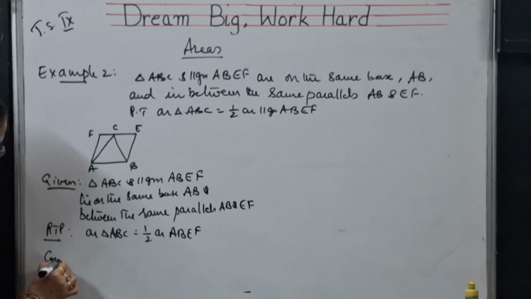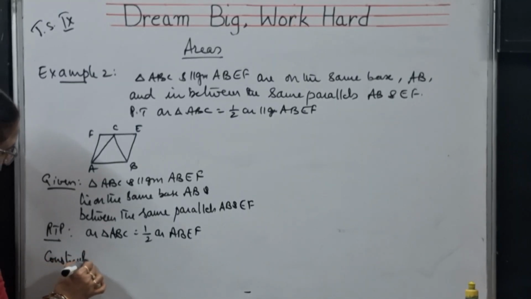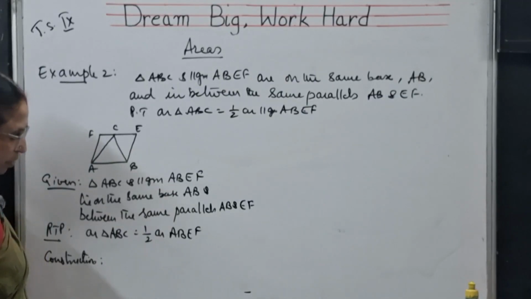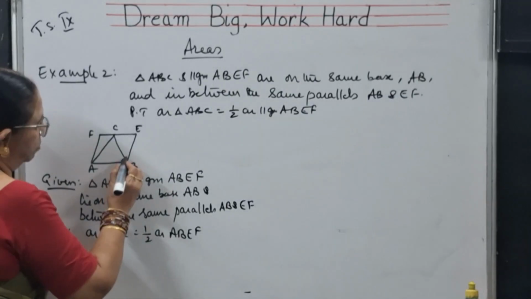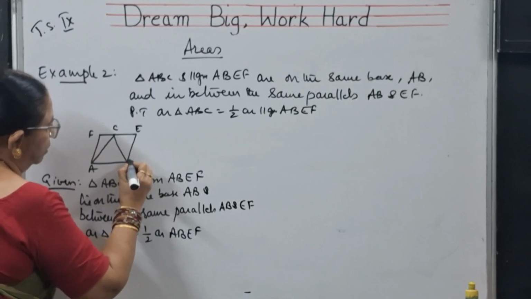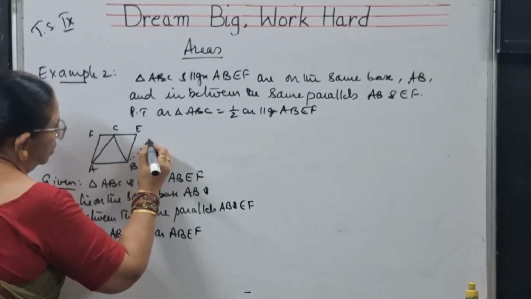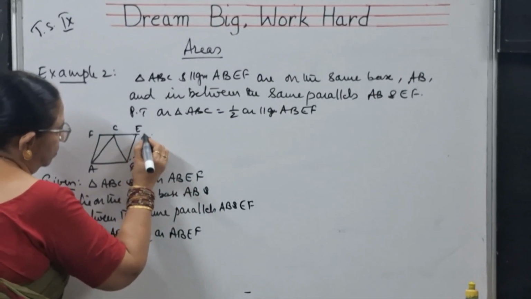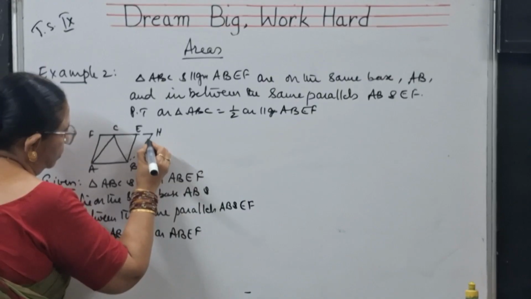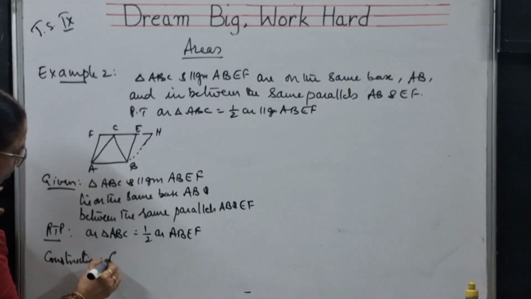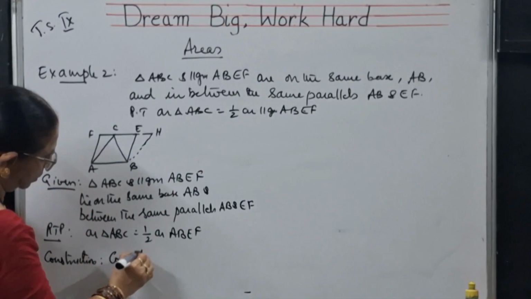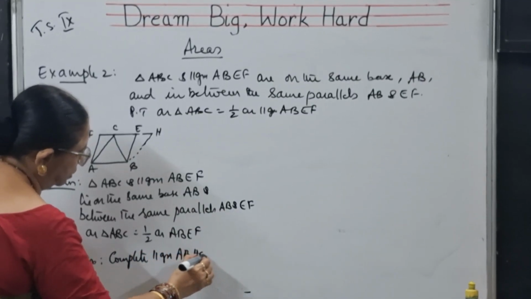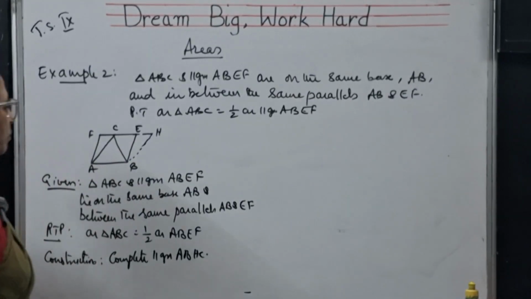Here you have a construction, children. What is the construction? You have to complete a parallelogram. In your textbook it is given as H. This point is H. Complete parallelogram ABHC. Now let us go for the proof.